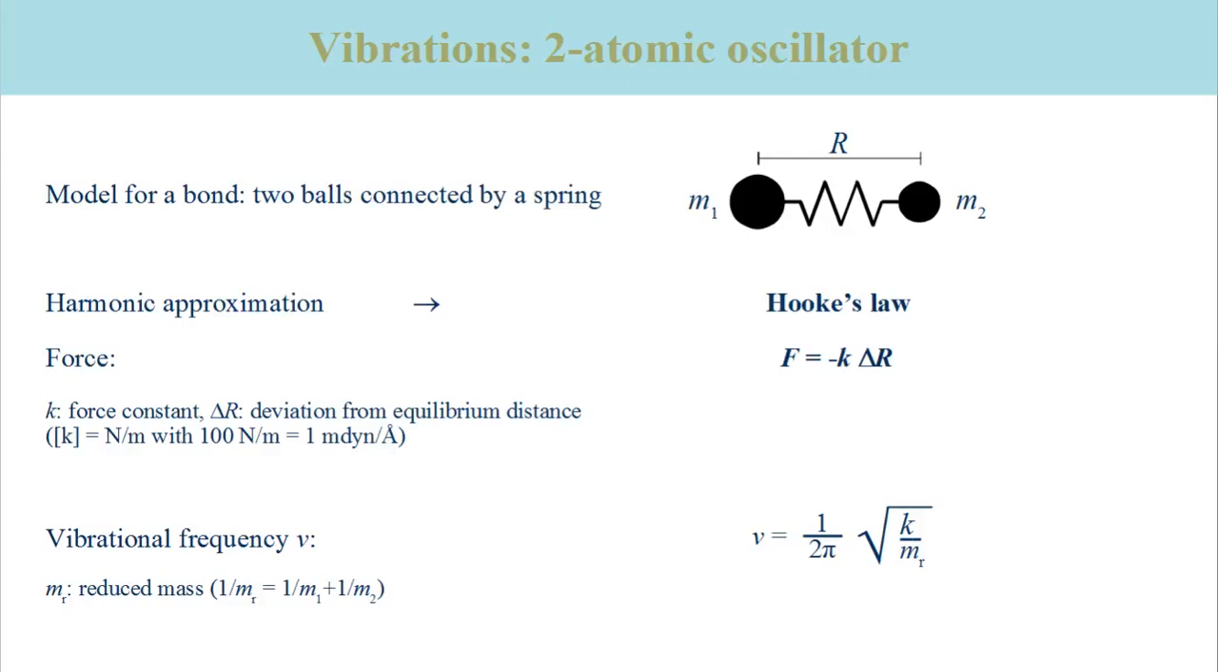In the harmonic approximation, Hooke's law is valid, which says that the force F is proportional to delta r, the deviation from the equilibrium distance. The proportionality constant is the force constant and denoted by K. Force F is equal to the negative of the force constant times the deviation from the equilibrium position.